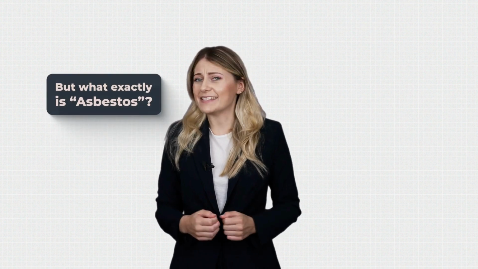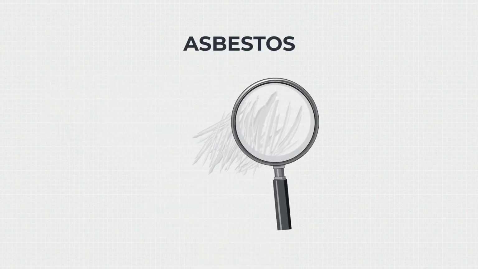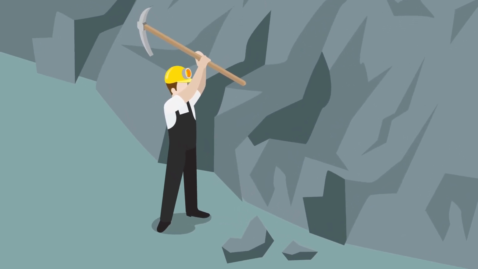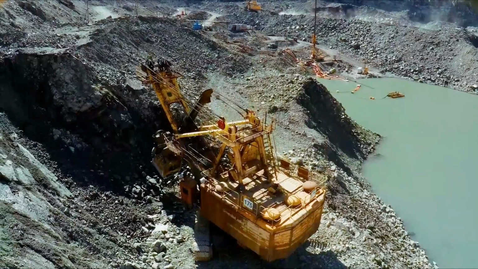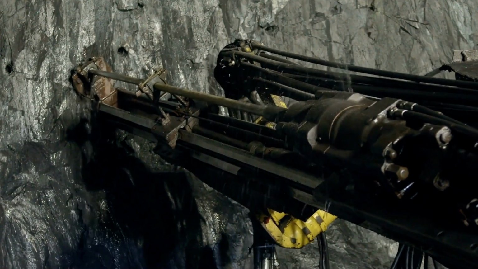But what exactly is asbestos? Asbestos is the generic term for fibrous mineral silicates and is an element that is mined from the ground all over the world. Like most mined substances, it was created by millions of years of formation within the Earth's crust.